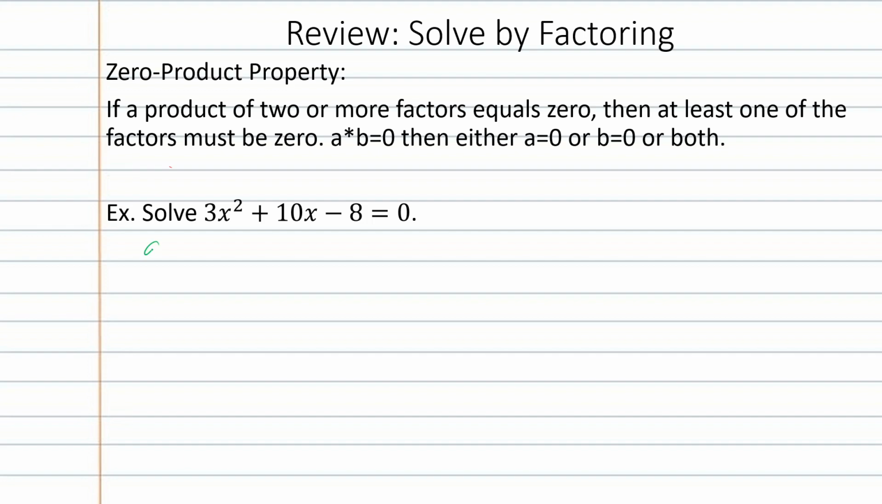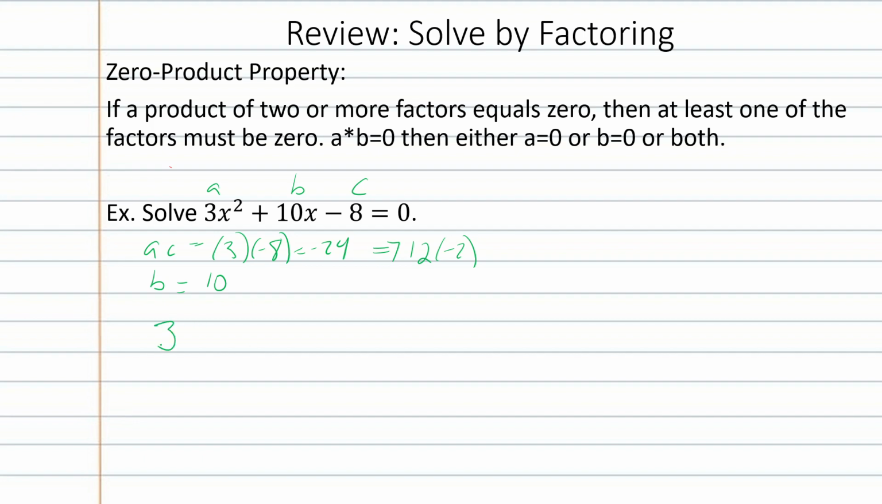And in order to factor by grouping, we need to look at our AC and our B, right? Remember, this is the A, this is the B, and this is the C. Now, AC, so A times C, is 3 times negative 8, which gives us negative 24. Our B is 10. So we basically now need two factors of negative 24 that add to 10. So what if we broke negative 24 down into a positive 12 and a negative 2?